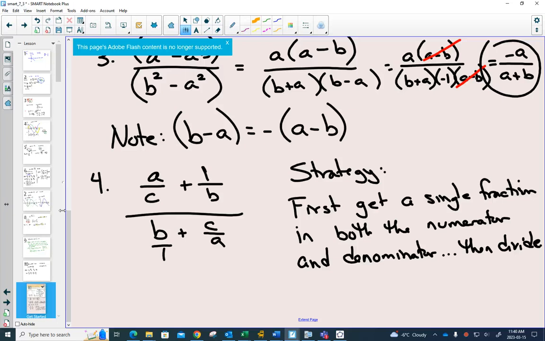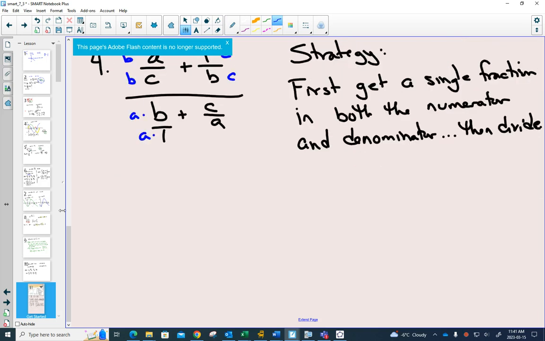I'm going to get one fraction in my numerator. In order to do that, I need a common denominator. This needs to be multiplied by b and b, this by c and c. Same thing in my denominator. To get a single fraction, I'd have to add these together. This one needs to be multiplied by a and a in order to get a common denominator there.